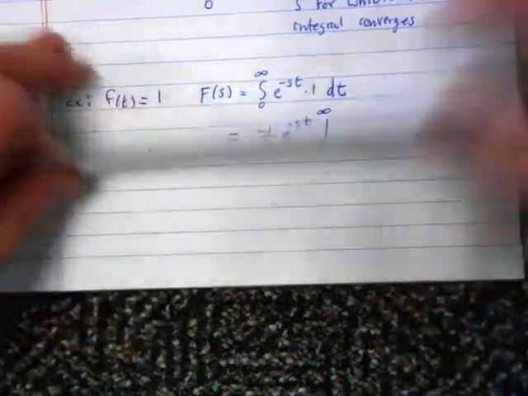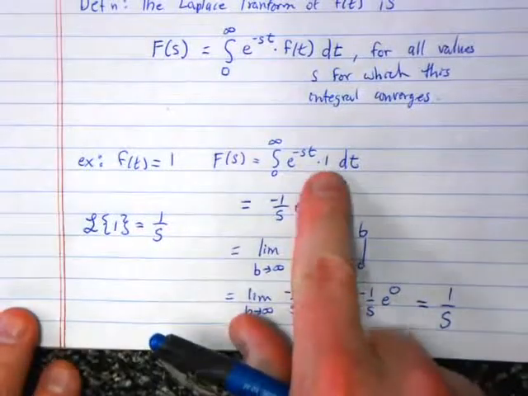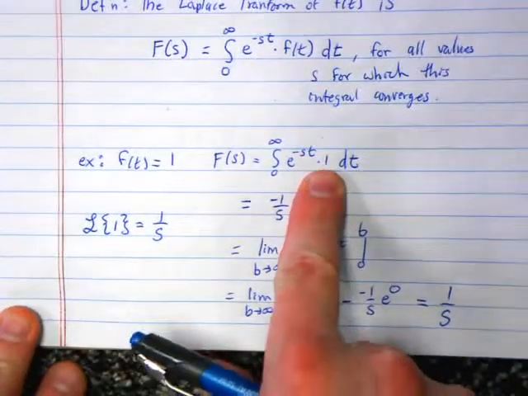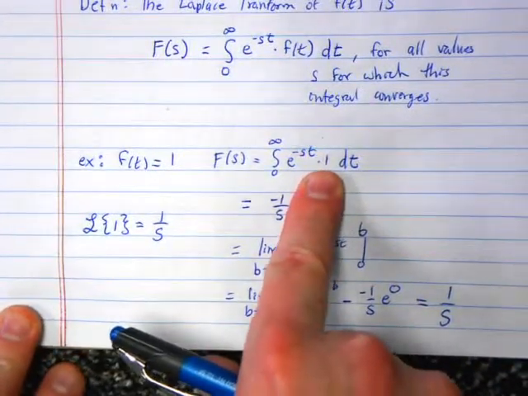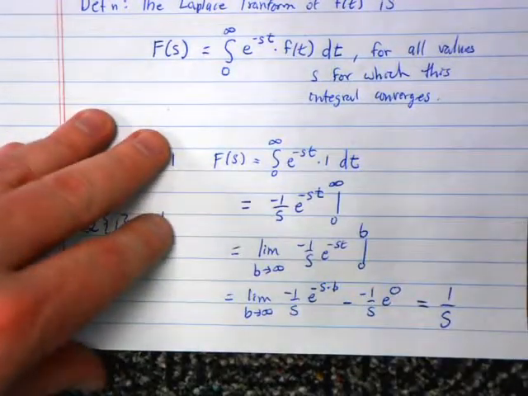Let's try a more difficult function. 0 would be easy. 0 would have been the easiest one. If I plug a 0 in right there, what's the Laplace transform of 0? 0, because I'm going to have 0 times anything is 0. The integral of 0 is 0. So the Laplace transform of 0 is 0.